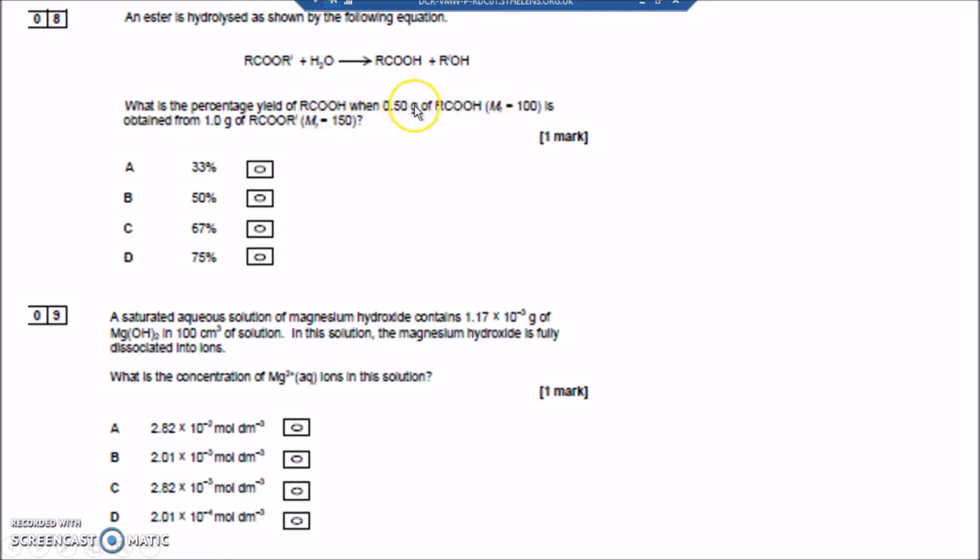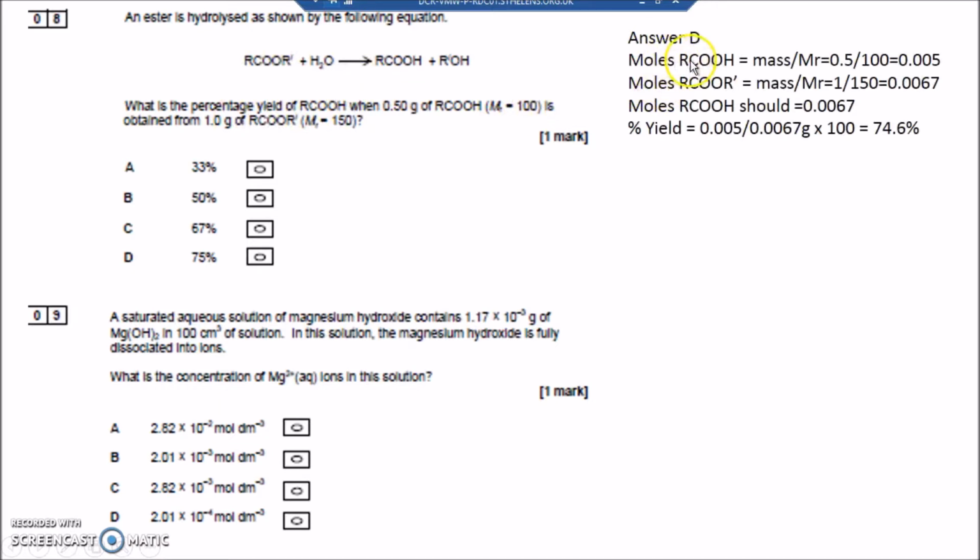So let's have a look. We've got grams, we've got mass, we've got Mr. Clearly we want to work out moles. Moles is mass divided by Mr. So we need to work out the number of moles of this that we've got made. It's obtained from 1 gram of RCOOR dash, Mr 150. Clearly it wants us to work out the number of moles of this. So let's do that first of all. So moles of this made is, moles is mass divided by Mr, 0.5 grams divided by 100, which is the Mr, 0.005. So I've made 0.005 moles of this.